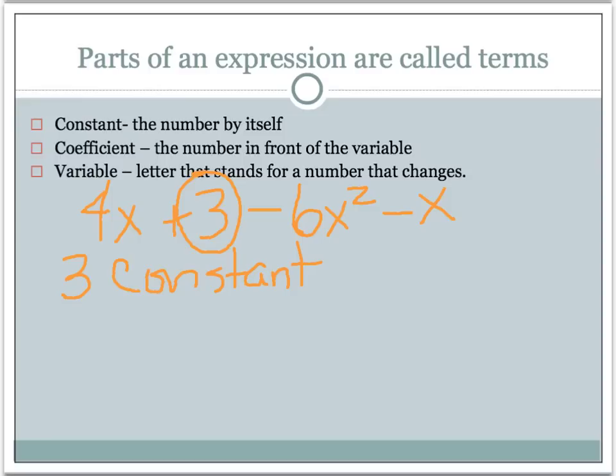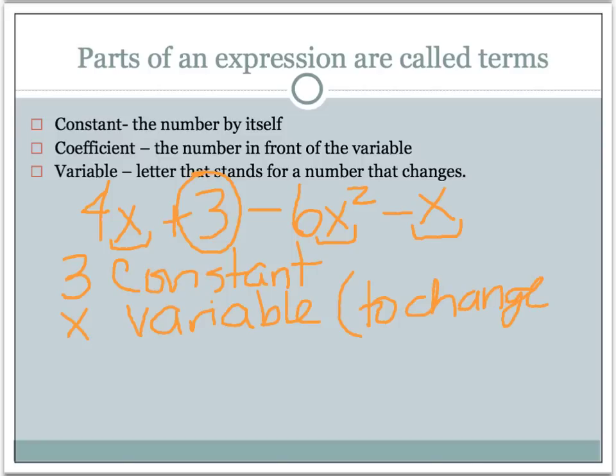Our variable. Variable is the letter that stands for a number that changes. So x is our variable. And here we're squaring our variable. So x is the variable. And if we think about what the word variable means, it means to change. So x stands for a number, and it can be replaced by any number.